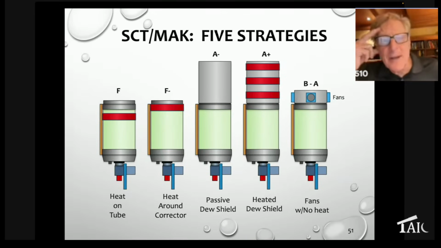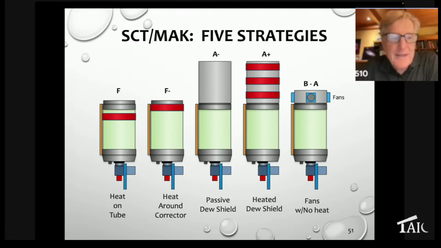And I'm going to give you 5 strategies here. And on top of that, I'm going to grade them. The first one on the left is we wrap a heater strap around the tube of the SCT. I give that an F. And we'll talk about why in just a minute. We can also wrap the heater strap around the edge of the corrector. And I'm going to give that an F-.